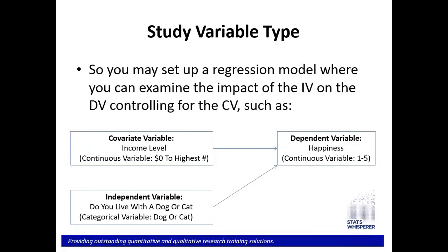So this is what we would do. We would set up a regression model, which we'll get to later, where we can control for the impact of income on happiness. And while that's controlled for, we can then note if living with a dog or a cat impacts your level of happiness after the effect of income has been removed. So that's our covariate variable. We always want to control for as many covariate variables as possible that impact our dependent variable. Once we control for all those, we can say that the independent variable impacts the dependent variable over and above all the other influences, which is key.